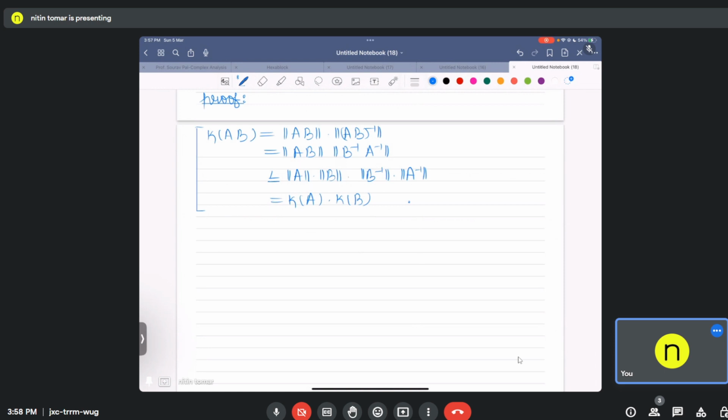Question. Let A be an invertible matrix and B be any.